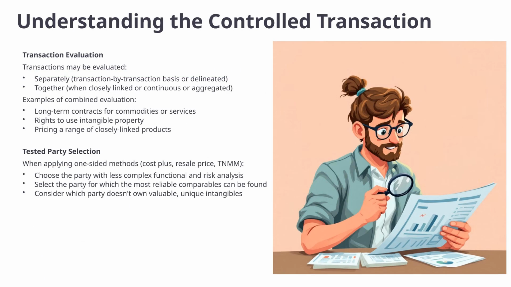Controlled transactions can be evaluated separately or together, especially for long-term contracts or intangible rights. When using one-sided methods like cost-plus or transactional net margin method, select the party with simpler functions and risks, one with lesser complexity, to ensure reliable comparables. Avoid parties owning unique intangibles for accurate analysis. The least complex entity is therefore considered as the tested party.